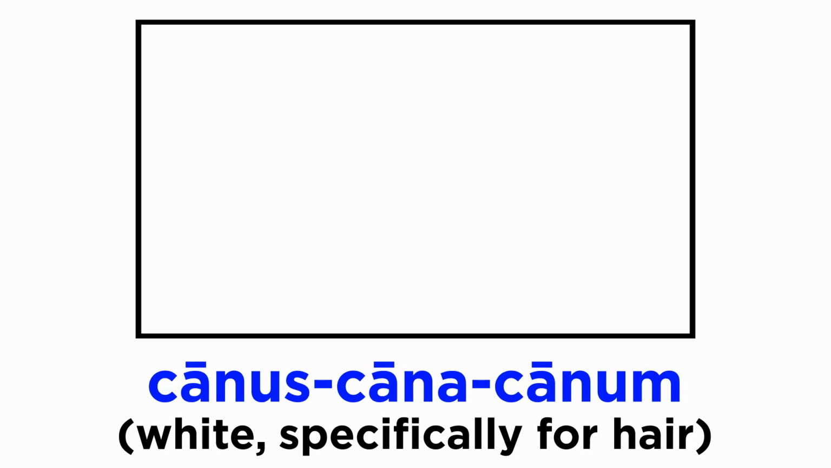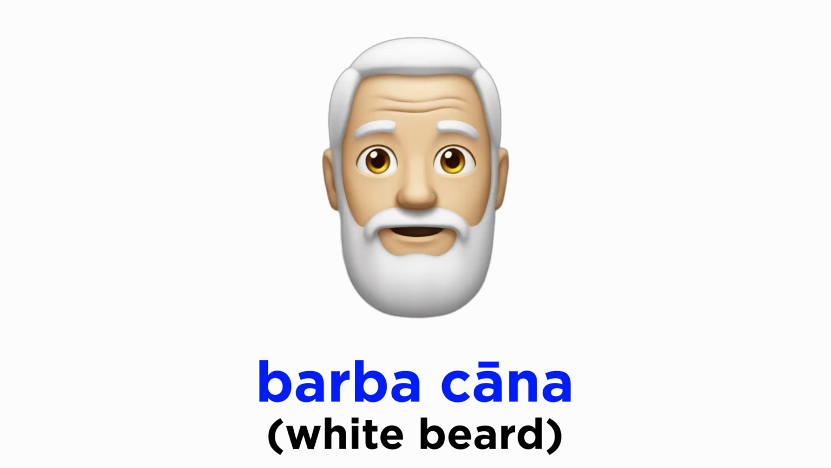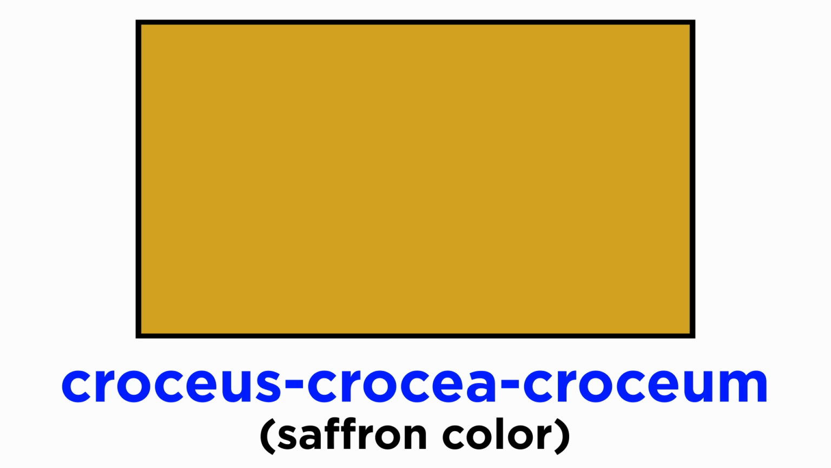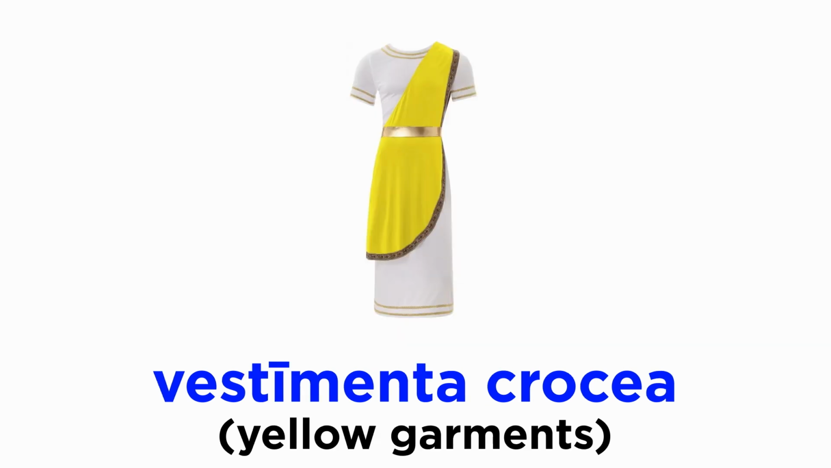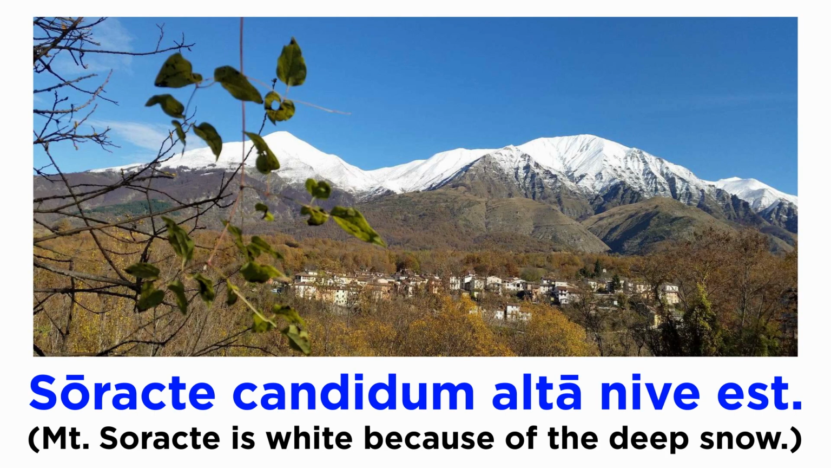Canus, cana, canum. Barba cana. Croceus, crocea, croceum. Vestimenta crocea. Now that we have the colors, let's build some sentences.